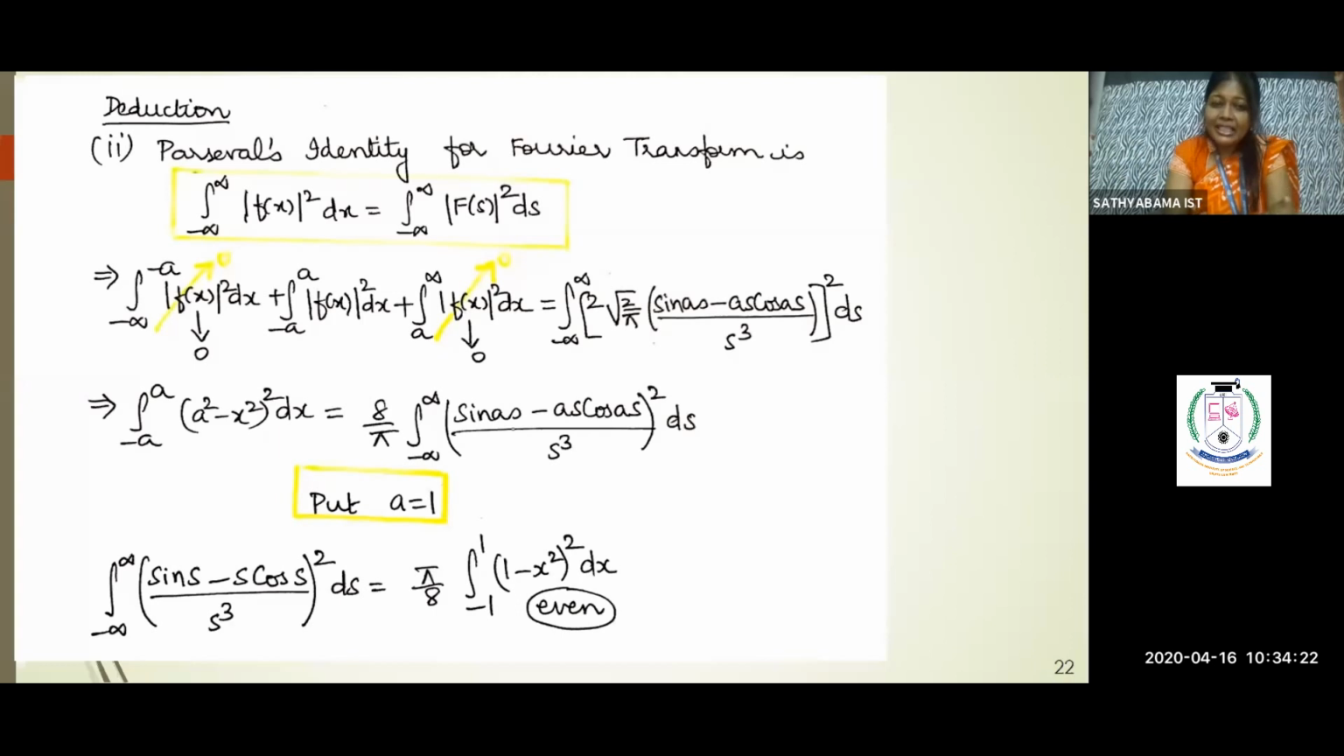What happens to the middle integral? f of x is a square minus x square, isn't it? So the whole square, I'll get f of x square here. So a square minus x square, the whole square in the left hand side. Right hand side, I've simply substituted for f of s and I've squared it.